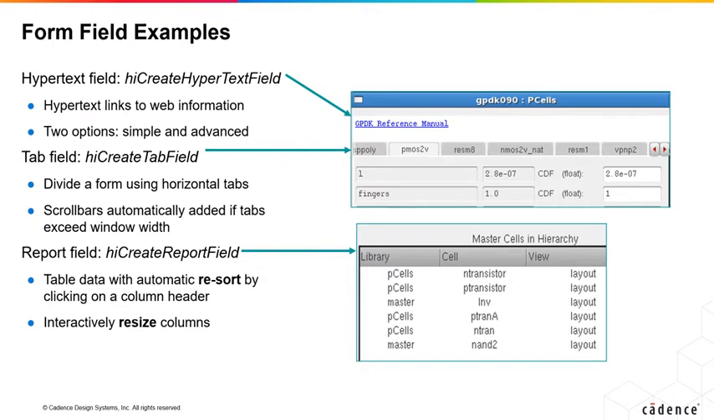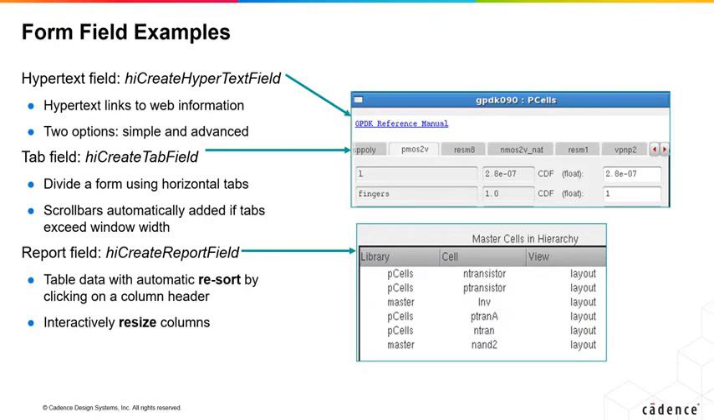The other one might be a tab field. Tab field is very useful for dividing a form using horizontal tabs. The scroll bars are automatically added if the tabs exceed a particular number for that given window. So they're very convenient. In this particular case, this might be like a PDK library where it has P cells listed. Clicking on each tab shows you the parameters for that P cell. So that might be a useful way to organize a form.